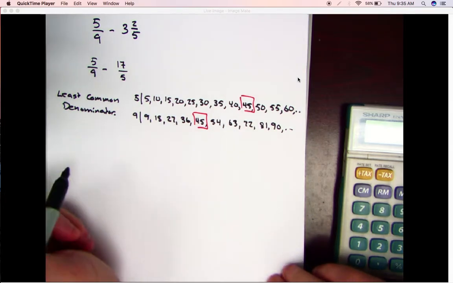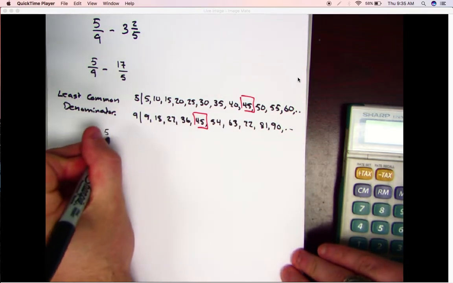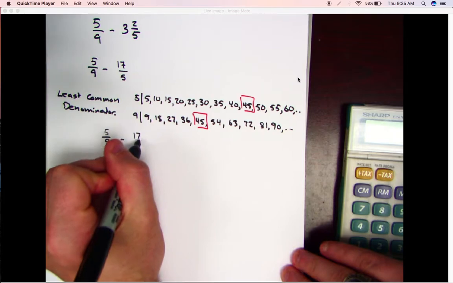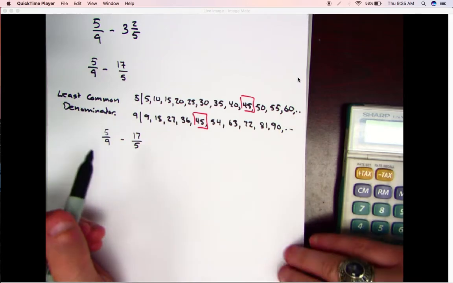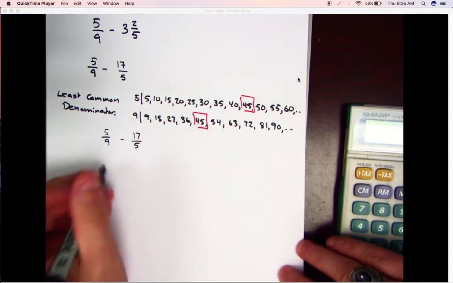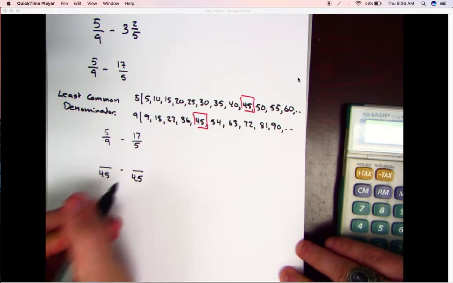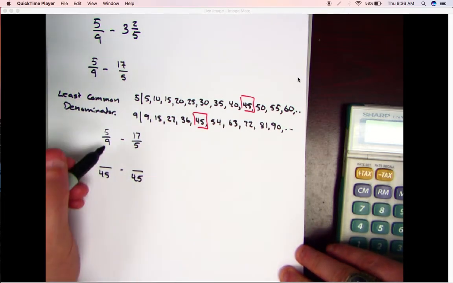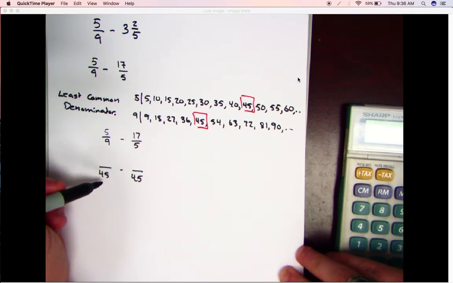All right, now I kind of show this a little differently than some teachers, but it tends to work out. So I'm just bringing these fractions that we had earlier down. Now, both of these fractions are going to be written as something over 45. So it's going to be something over 45 minus something over 45. All right. Now, here's how we figure out what goes in the blank. 9 times what gets me 45? Well, 9 times 5 gets me 45.